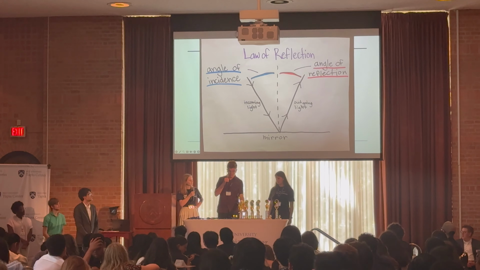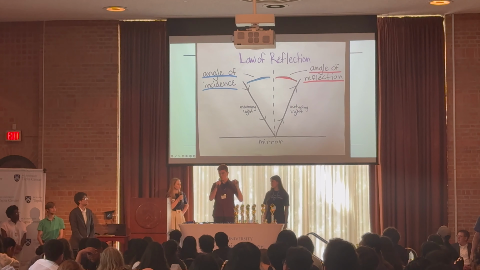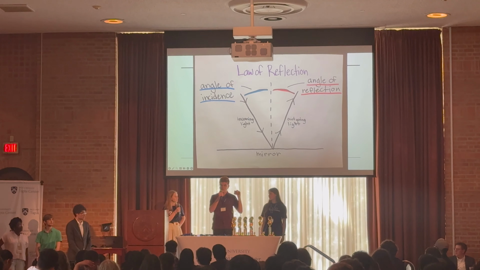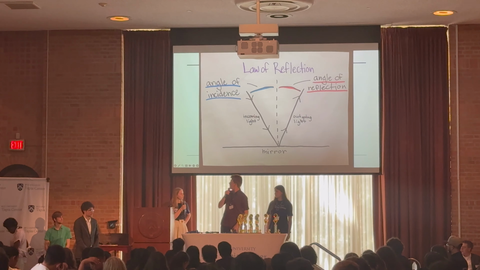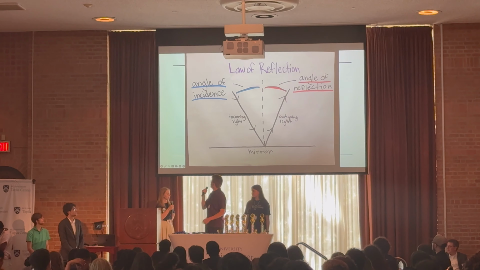In this right here, there are hundreds of small little corner cubes which actually will reflect light and send it back to the sender in a parallel way. To prove this, I will use the law of reflection.